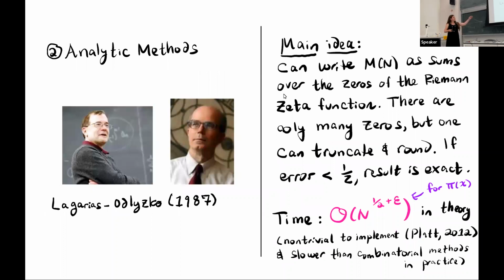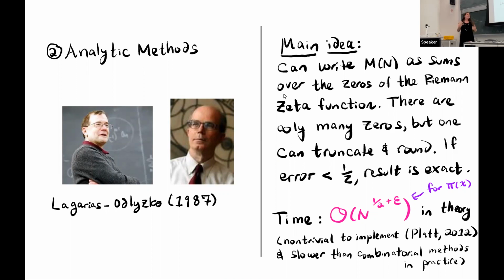But now I want to contrast it with the analytic methods. These are due to Lagarias and Odlyzko. Their idea is you can take M of n and write it as a sum over the zeros of the Riemann zeta function. Of course, there are infinitely many zeros, but one can truncate and round. And it turns out that if the error is less than a half, then it gives you an exact value. So the time bound here theoretically is really good. It's all the way down to big O of n to the 1/2 plus epsilon.